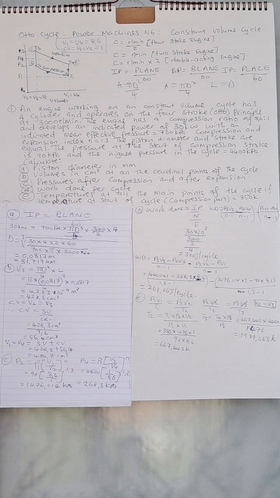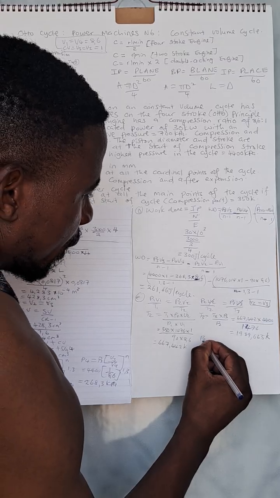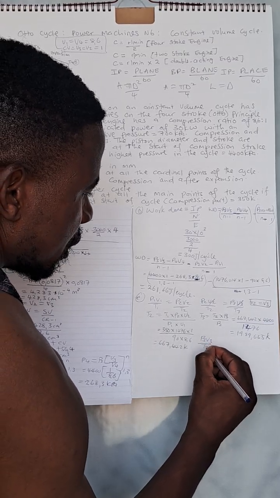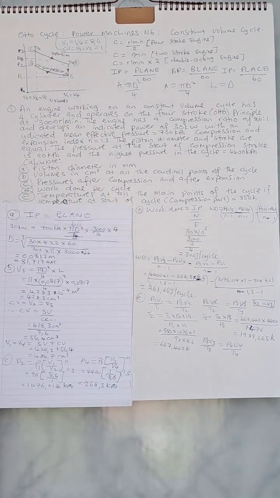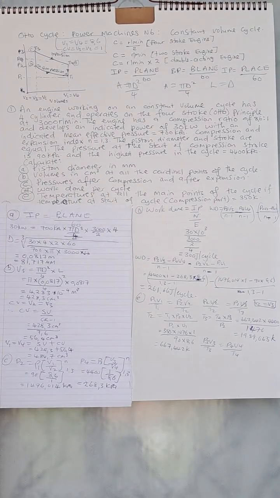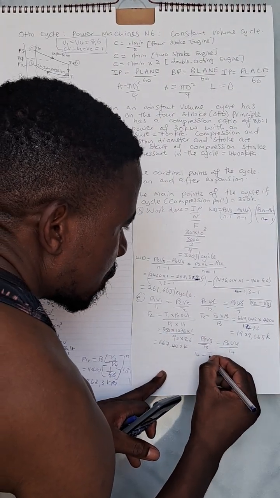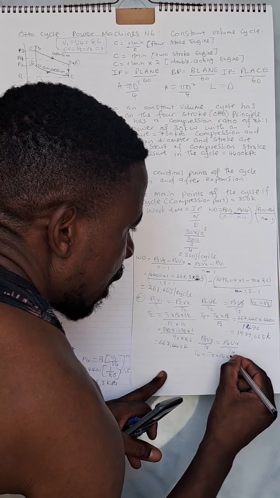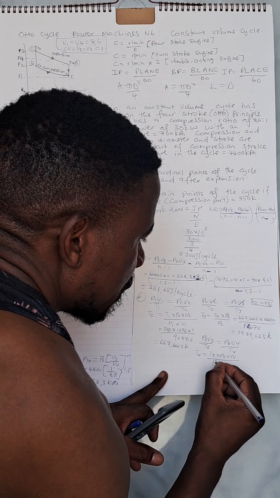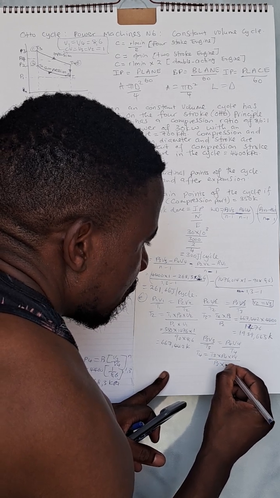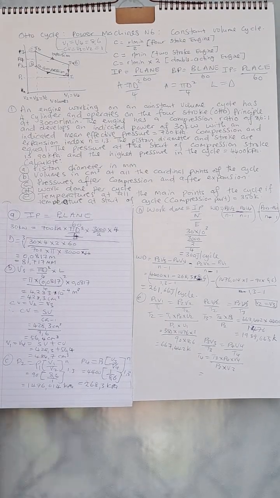That becomes our T3. And lastly, let's wrap up with our T4. For T4, we use our formula P3 V3 over T3 equals P4 V4 over T4. Therefore, T4 equals T3 times P4 times V4 over P3 times V3.